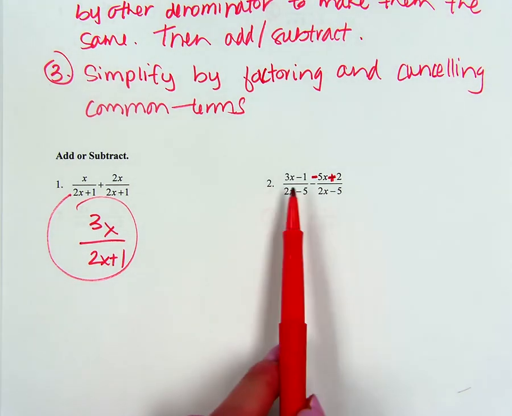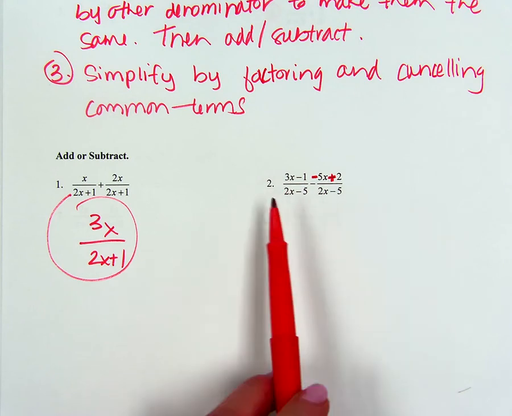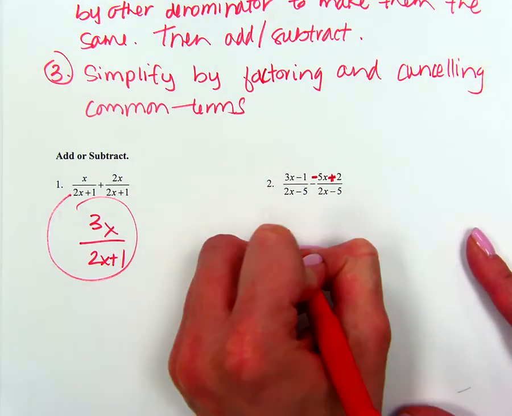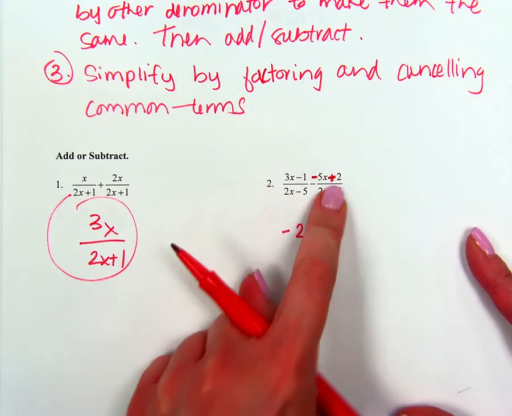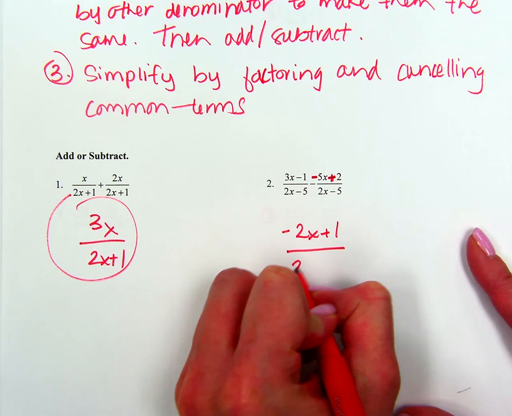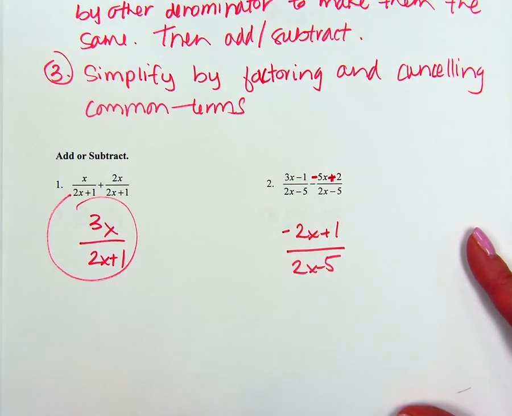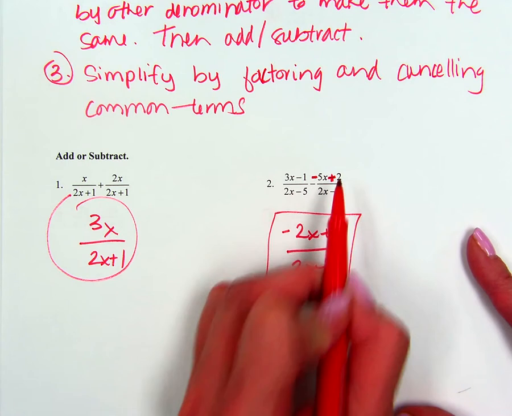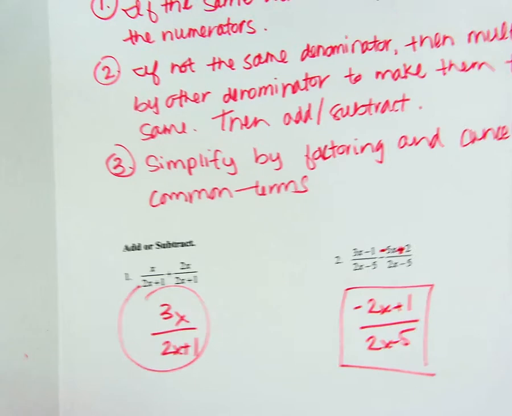So now all we're going to do is combine like terms in the numerator. So we have our 3x minus 5x, so that becomes negative 2x, a negative 1 plus 2, so that becomes plus 1, and that's all over 2x minus 5. So that's it. That's the only difference with subtraction and addition, is we want you to go ahead and distribute that up. So go ahead and flip over to your second page.